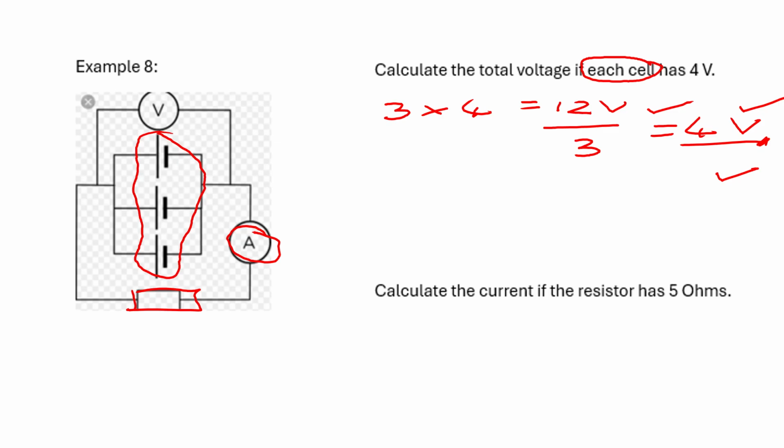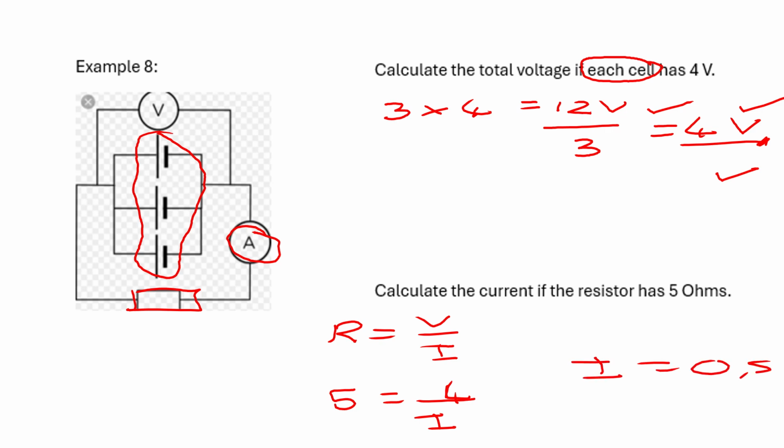Then, to calculate the current of the resistor, if the resistor is 5 ohms, nice and easy, because you just use your R is equal to V over I. They told us that the resistance is 5. We are trying to find I, and V is 4, which we just worked out, and we can solve for I. So to get the I by itself, you're going to say I is equal to 0.8 amps. And that is your answer to that question.